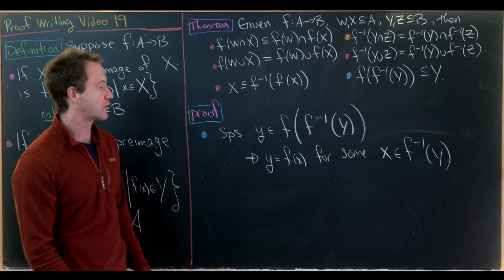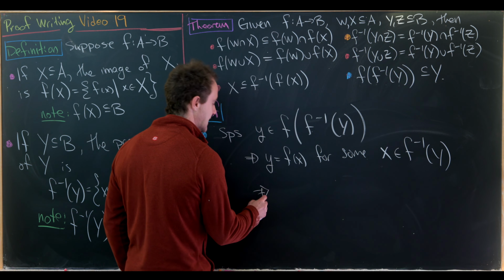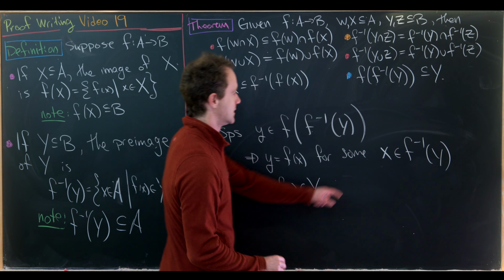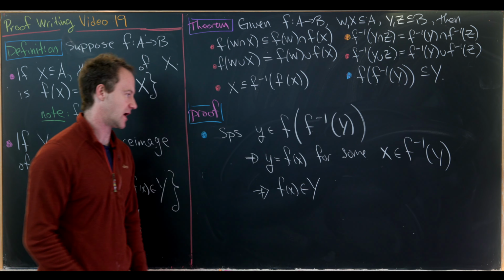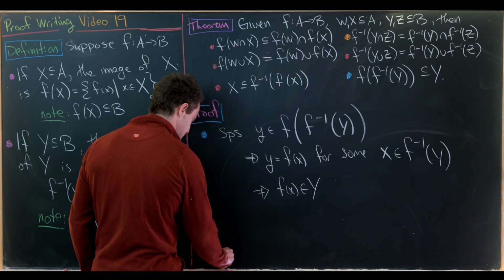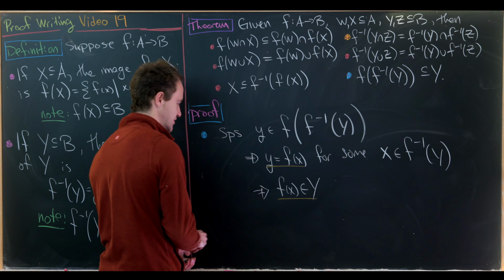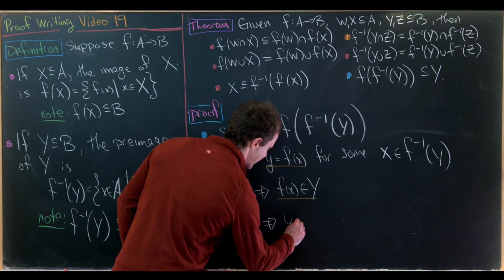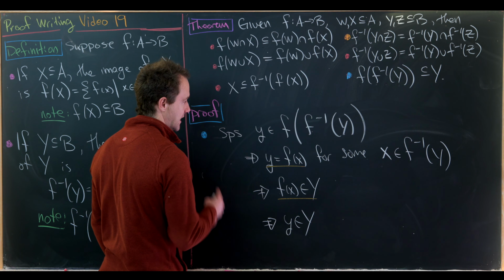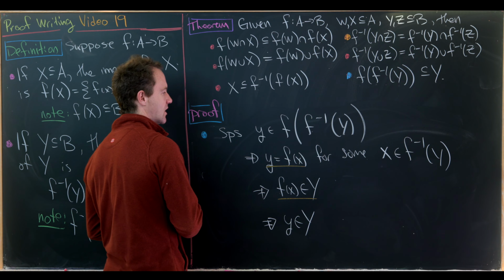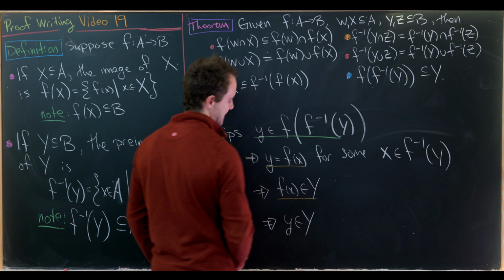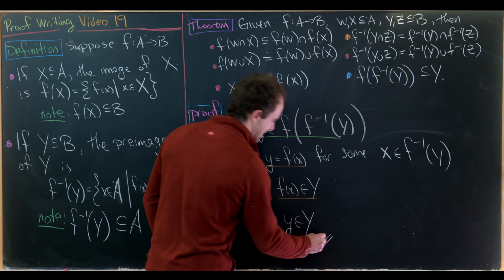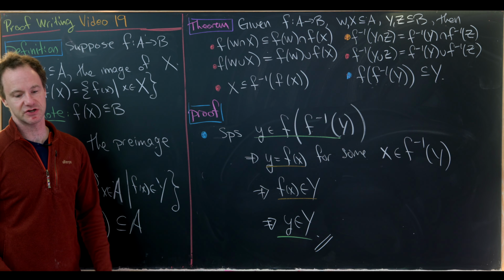But what does it mean to be in the preimage of y? So being in the preimage of y means f of x is in y. Again, that's what it means to be in the preimage of y. But now we can just put these two equations together, and we have it. So since f of x is equal to y, we have y is in y. But look at what we've done. We started here with y in the left-hand side, and we ended with y in the right-hand side, but that's exactly what it takes to prove this subset relationship.